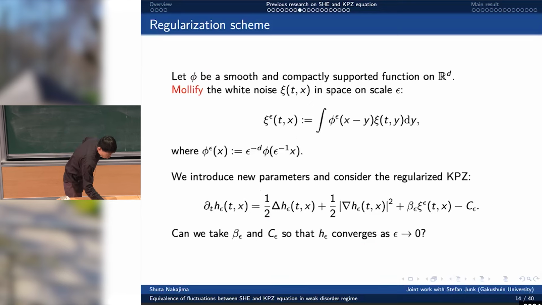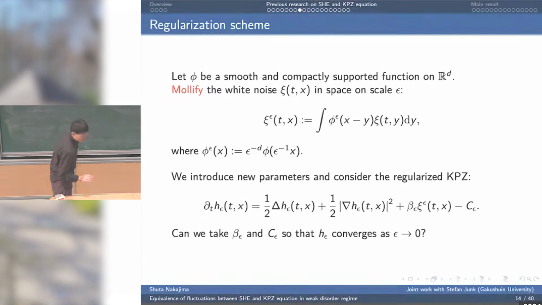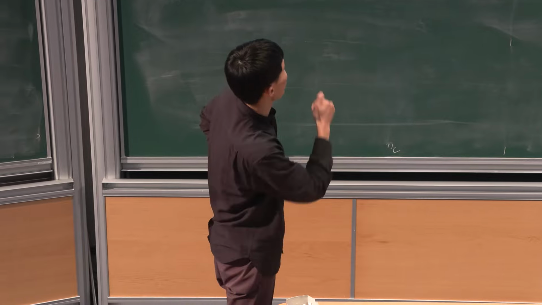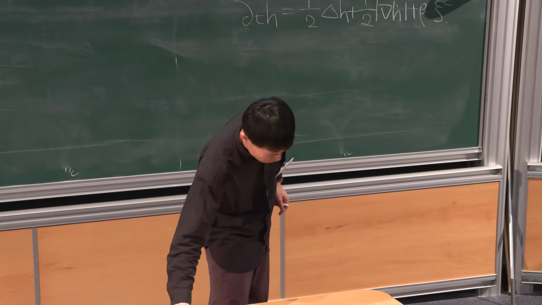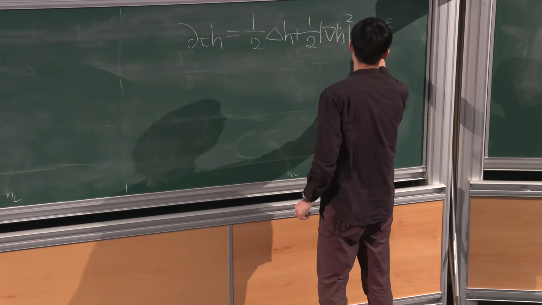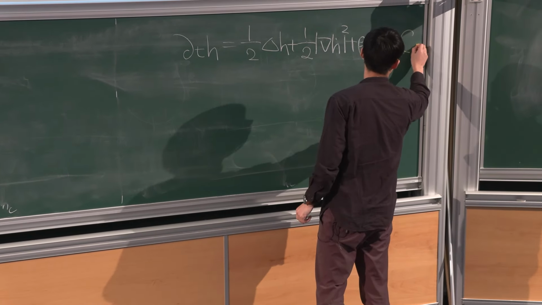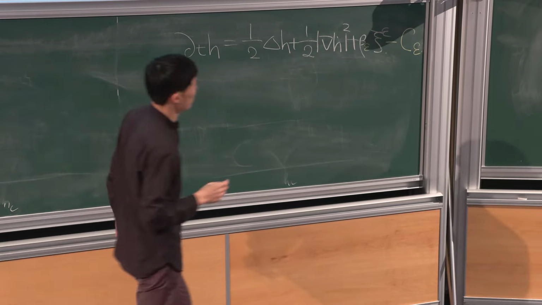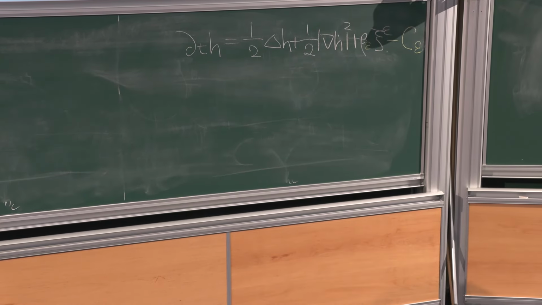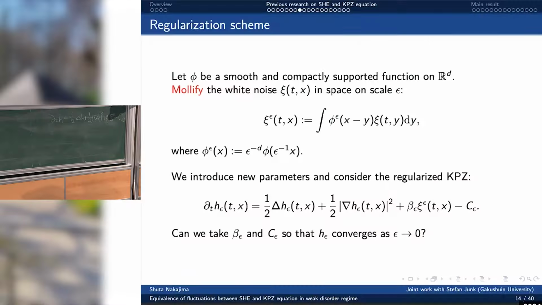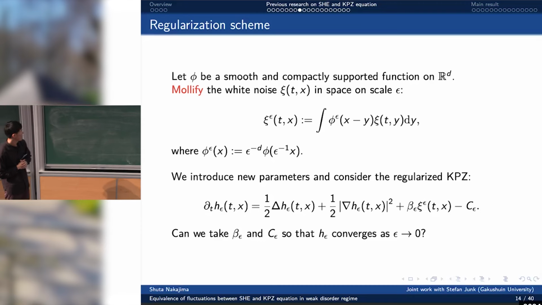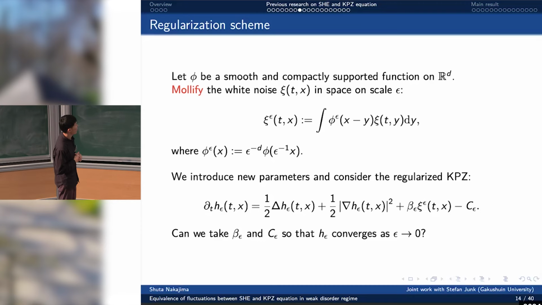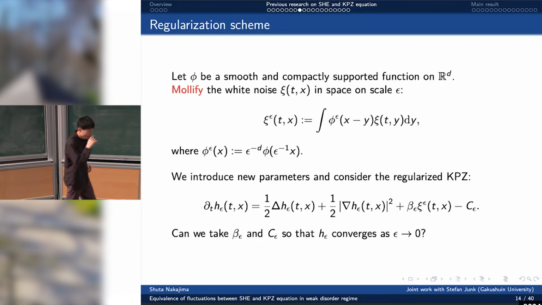So we introduce new parameters, beta epsilon and C epsilon. Here we put beta epsilon minus C epsilon. And the new question is, can we take the parameters beta epsilon and C epsilon such that H epsilon converges to a non-trivial limit?